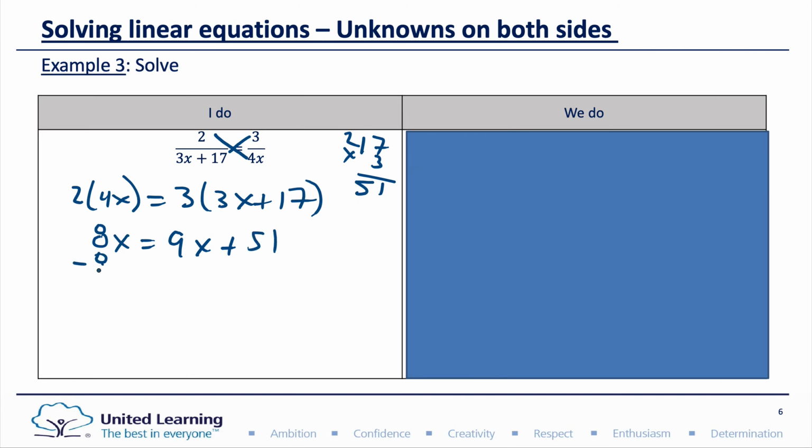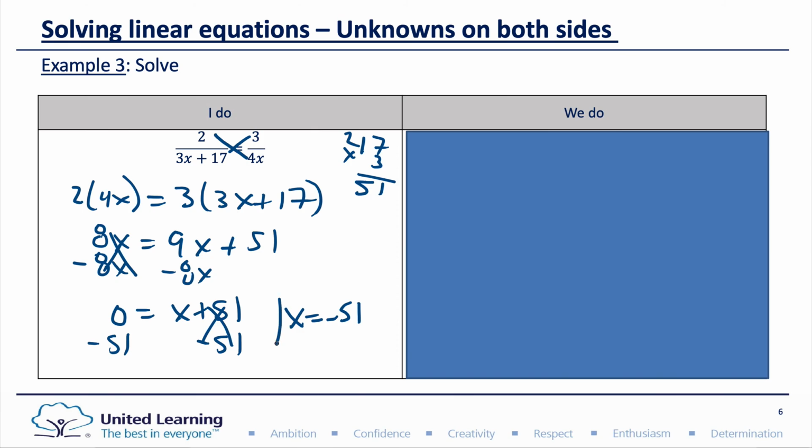All right, keep going. So minus 8x from both sides. Notice this has nothing left, so I'm going to put in 0 there. And the final solution would be x equals negative 51. Again, whenever you're given an equation and you have two fractions that are equal to each other, don't forget you can cross multiply and then expand everything out in order to create an equivalent equation.